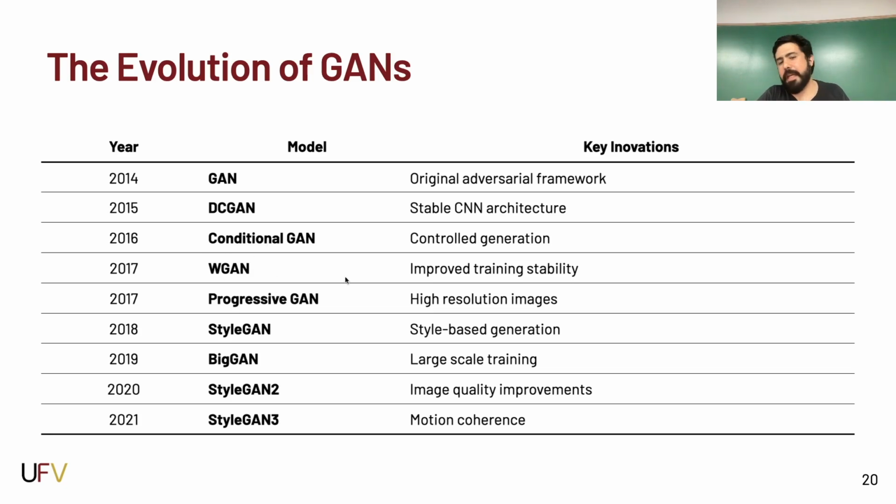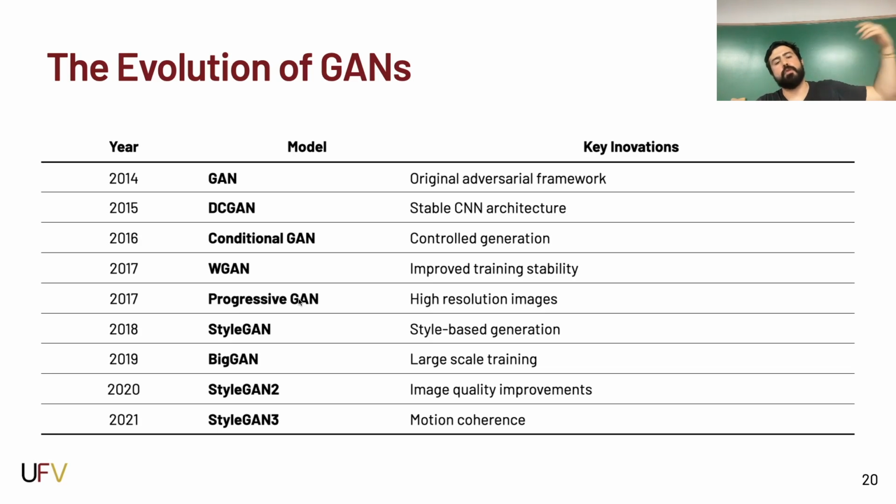Then there is WGAN, which improves training stability. GANs are famous for being unstable in terms of training. By unstable, I mean you might not always converge, and there are a couple of technical issues in this adversarial training that people addressed over time.